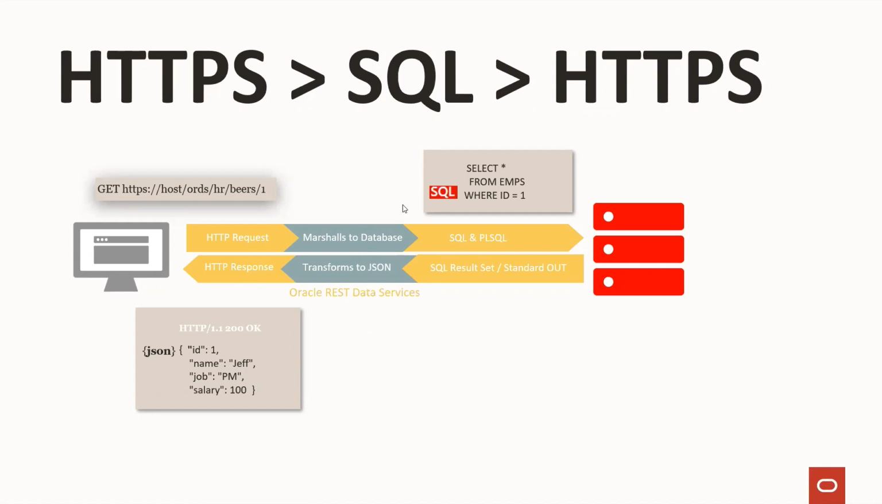ORDS has a bunch of connections running into the database, and we call this collection of connections a connection pool. And so as the requests come in, we go grab connections out of this pool and we use them, we do the work, and then when we're done, we give them back to the pool.